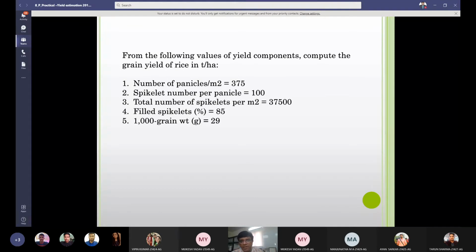Filled spikelets are 85 percent. So that means you can multiply it by 85 and divide by 100. Then you will get the filled spikelets or filled grains. And then 1000 grain weight is given as 29 gram. This is another example that is also for your homework. You can try this example. The data is given.